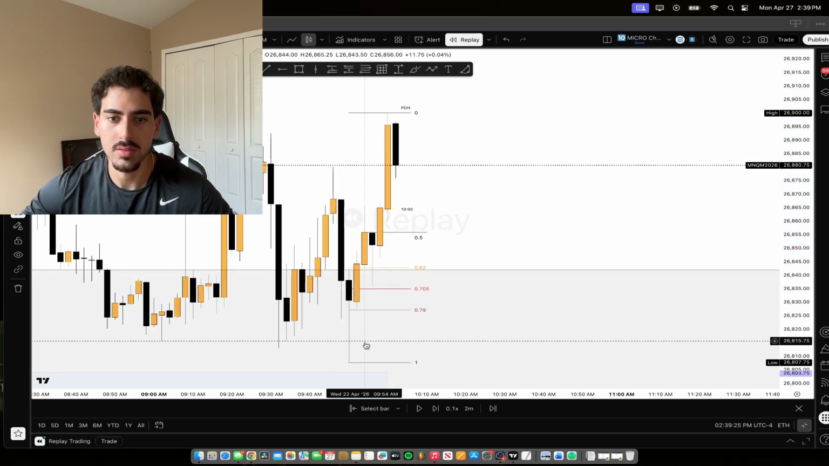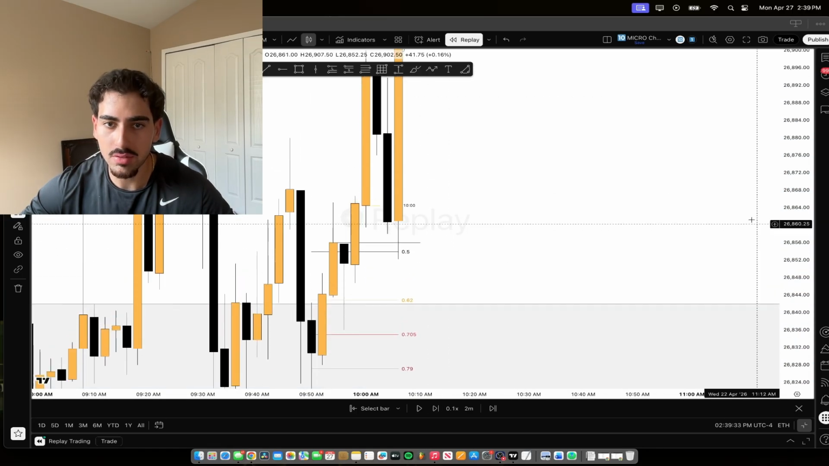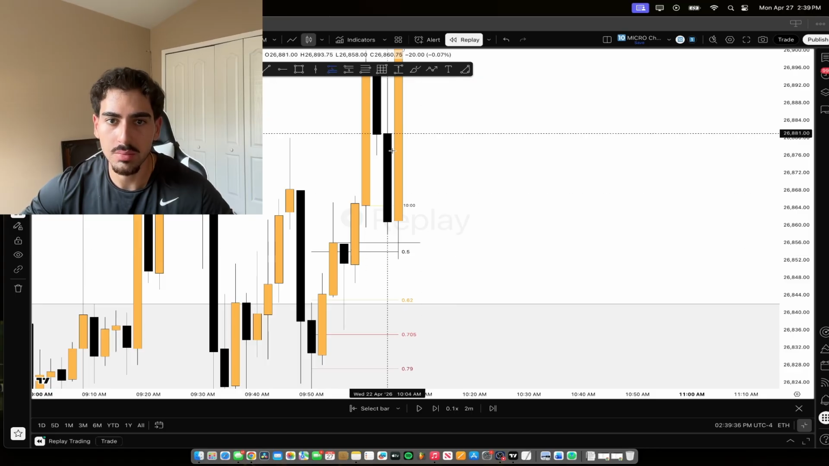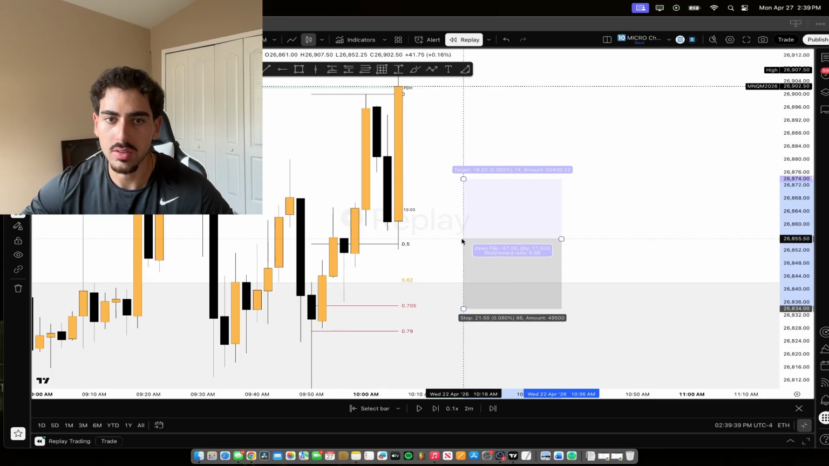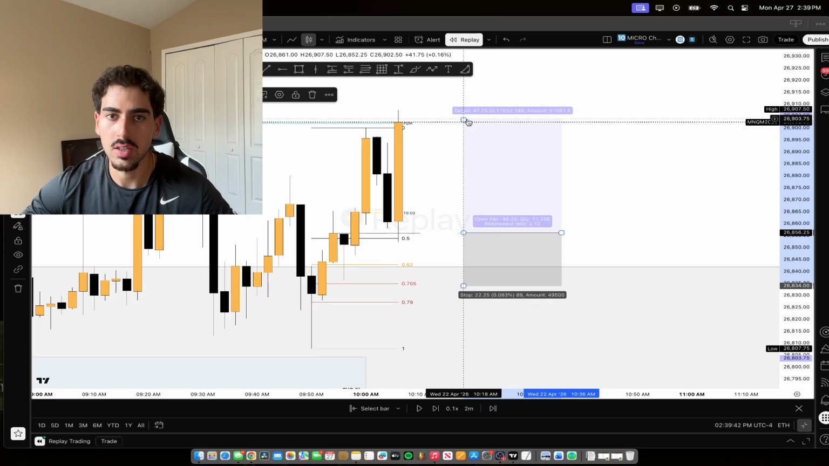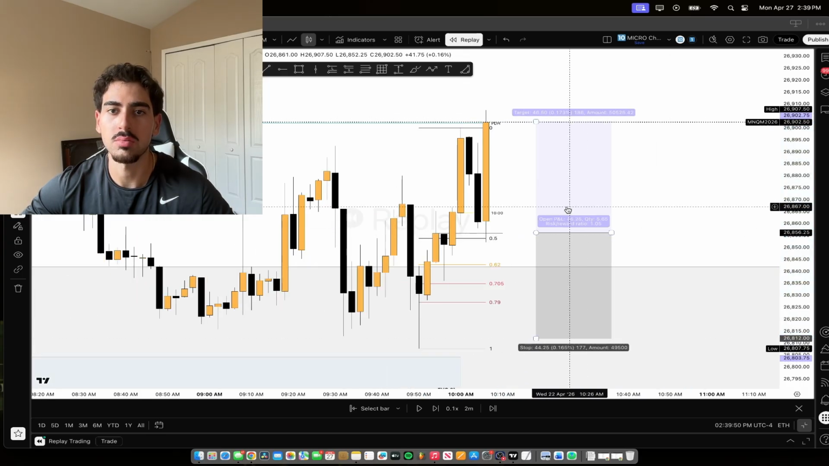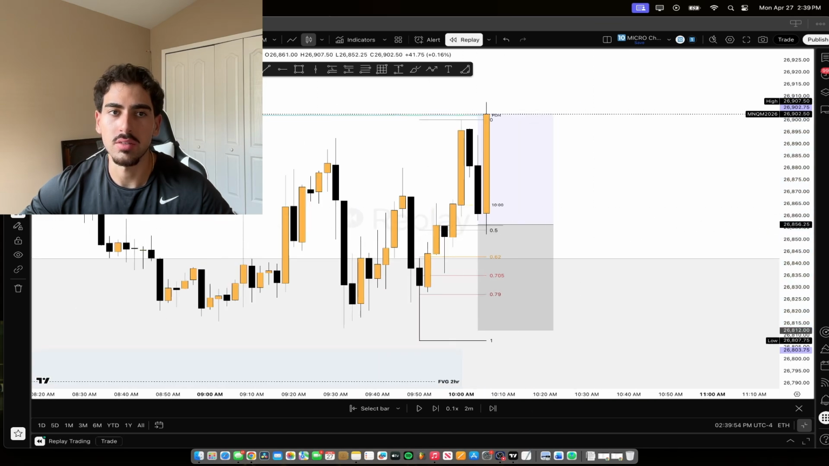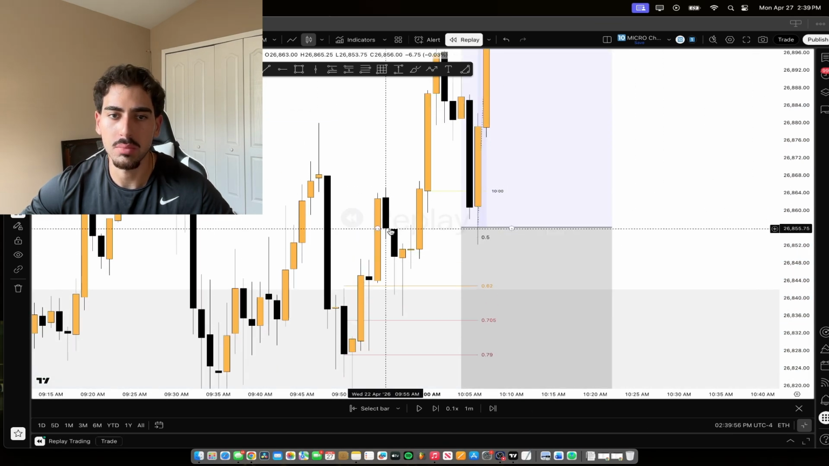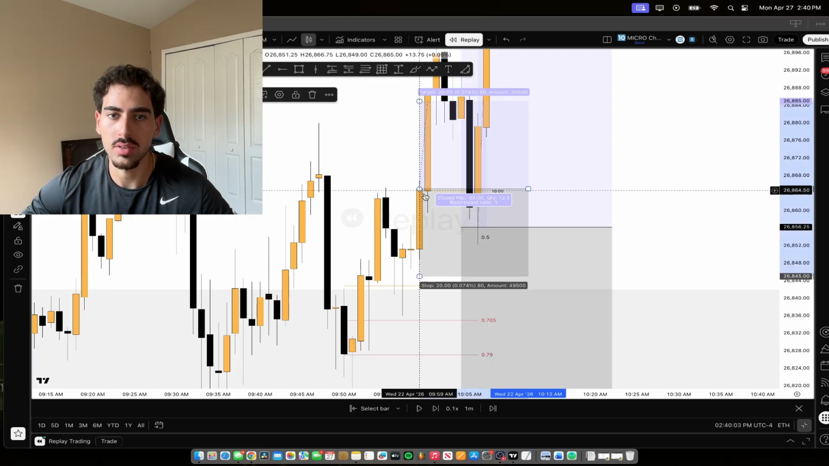Let's see what happens. Push down. We tap this level perfectly at equilibrium. That would have been our entry right at the order block body. We target the all-time high level with our stop loss, trying to be at 1-to-1 as close as possible. So here's another example of a market structure shift. We don't necessarily have a 1-minute inversion until right here, which you could have also entered off of if you trade inversions.